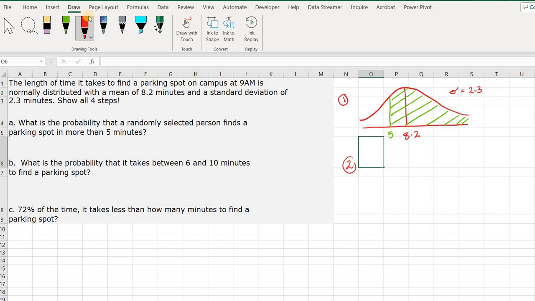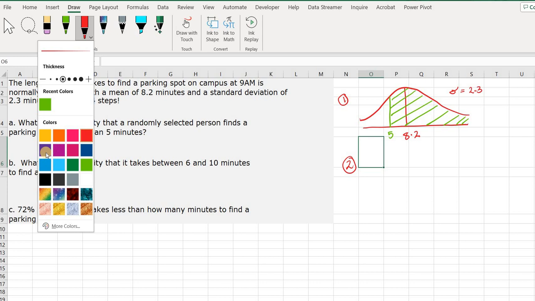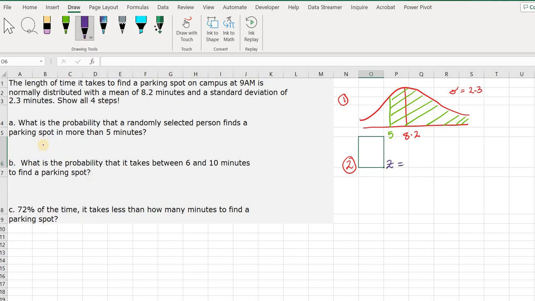Step number 2 would be to convert the 5 into a z-score. So I will use this formula. So z is equal to x minus mu divided by sigma. In this case, x, which is the value here, is equal to 5 minus mu, the mean, which is 8.2, divided by the standard deviation, which is 2.3. So the answer here is approximately, and I would like you to round this to 4 decimal places.